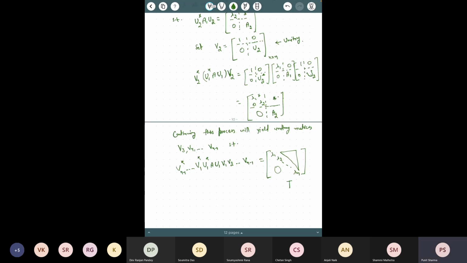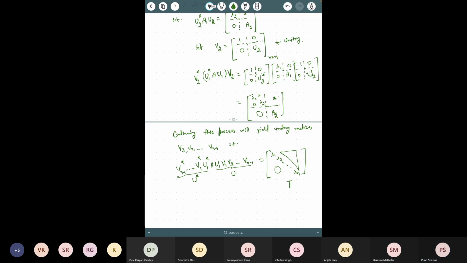Since you know that the product of unitary matrices is again unitary, you can collectively call this product U. So this would be U star. So you have constructed a unitary matrix U such that U star A U is upper triangular, where the diagonal entries are nothing but coming in the right order.